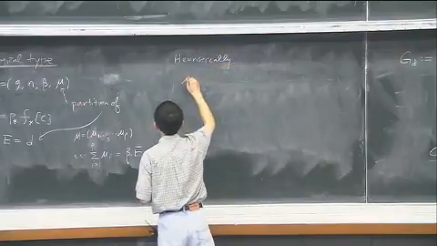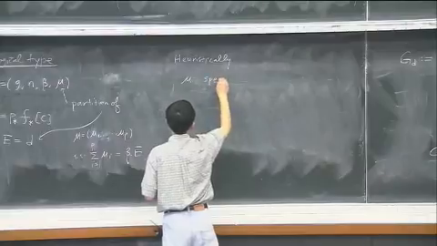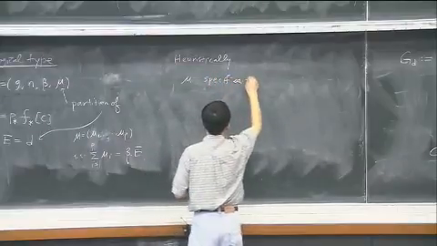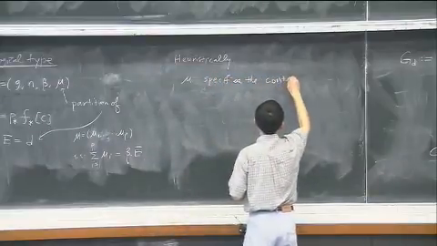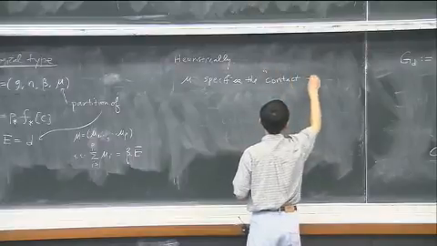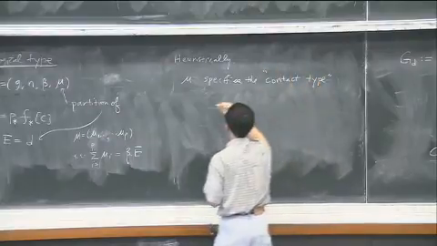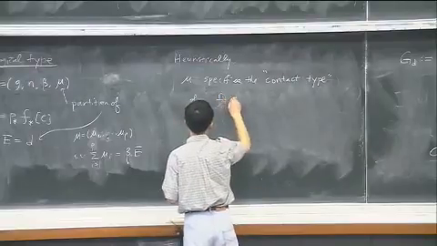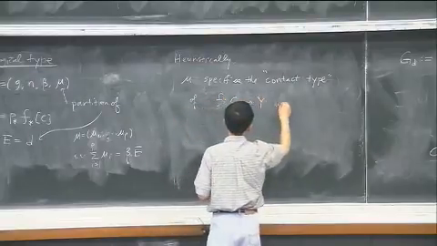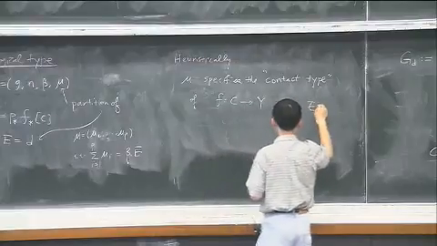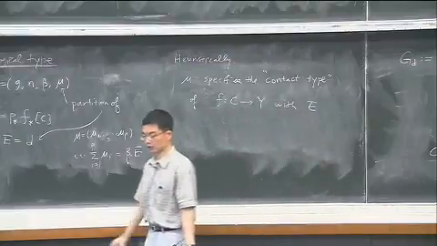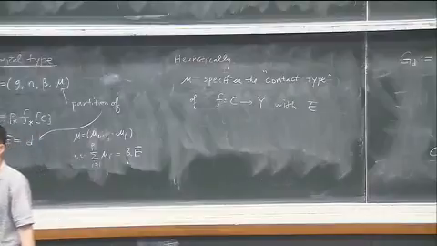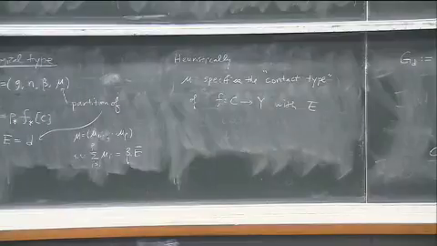This mu specifies the contact type of beta, of your map, with E. So the curve certainly intersects your divisor, but this is a topological number. I want to specify how they interact with each other.